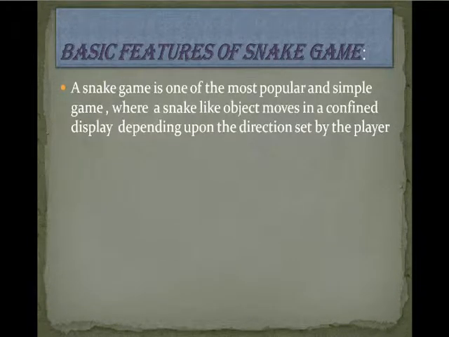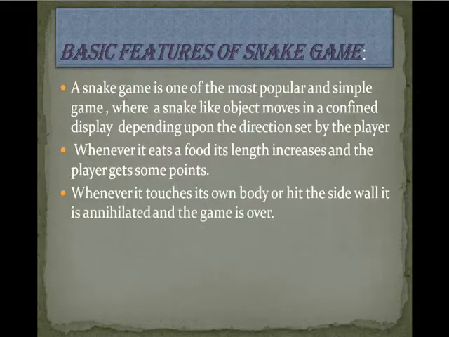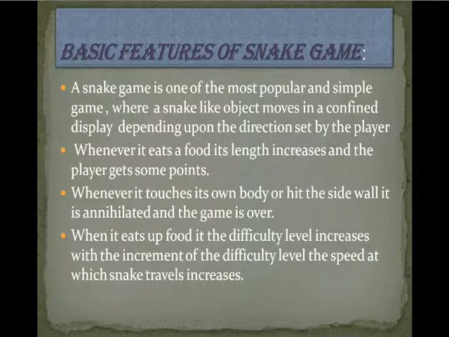Basic features of Snake Game. A snake game is one of the most popular and simple games where a snake-like object moves in a confined display depending upon the direction set by the player. Whenever it eats food, its length increases and the player gets some points. Whenever it touches its own body or hits the sidewall, it is annihilated and the game is over. Whenever it eats 5 food, its difficulty level increases. With the increment of the difficulty level, the speed at which the snake travels increases.